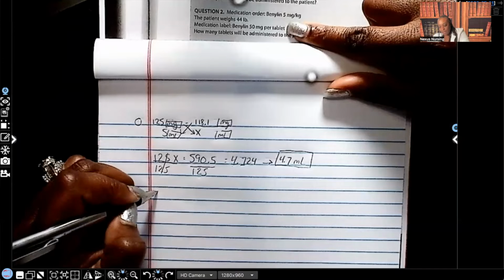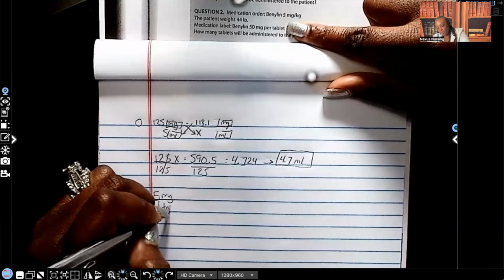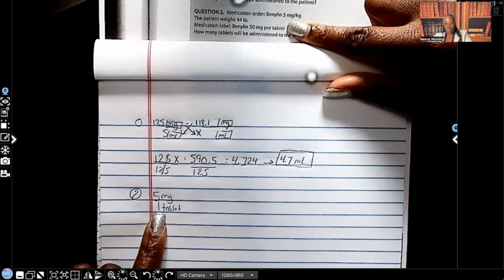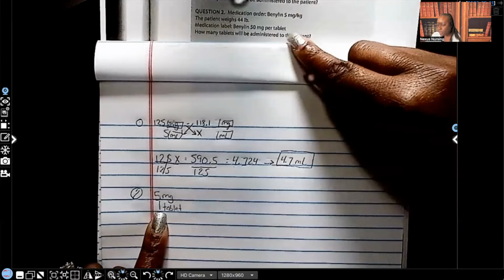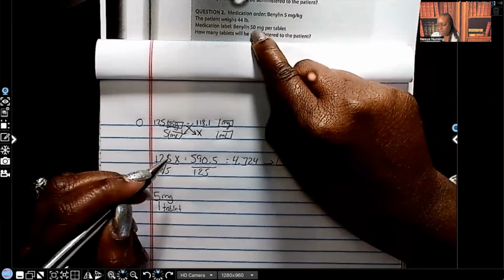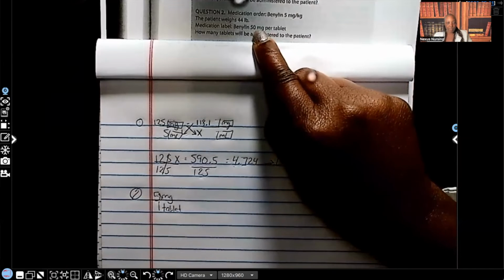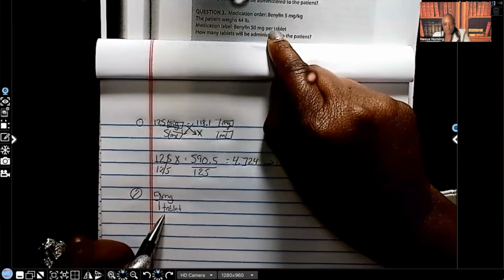5 milligrams per tablet. So let's write that down. 5 milligrams per 1 tablet. Whenever there's not a number in front of your unit, that means 1. Okay, that's why I put 1 tablet. Look at me all messed up. This says 50 milligrams per tablet. I almost made a mistake. 50 milligrams per 1 tablet. I added my 0 right here. 50 milligrams per 1 tablet is equal to whatever I have up here.